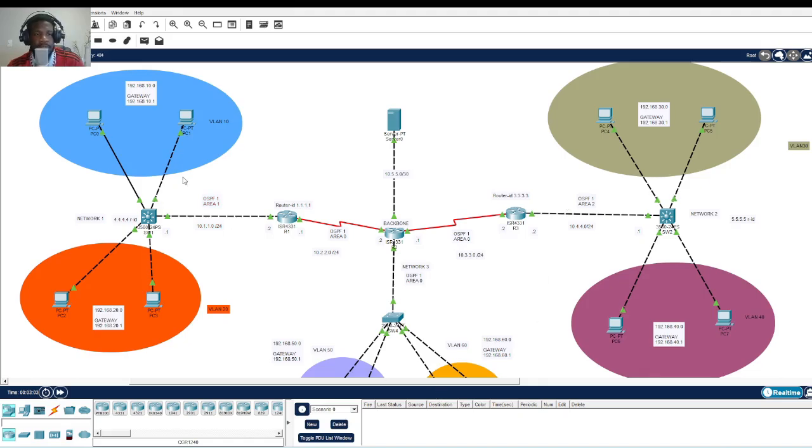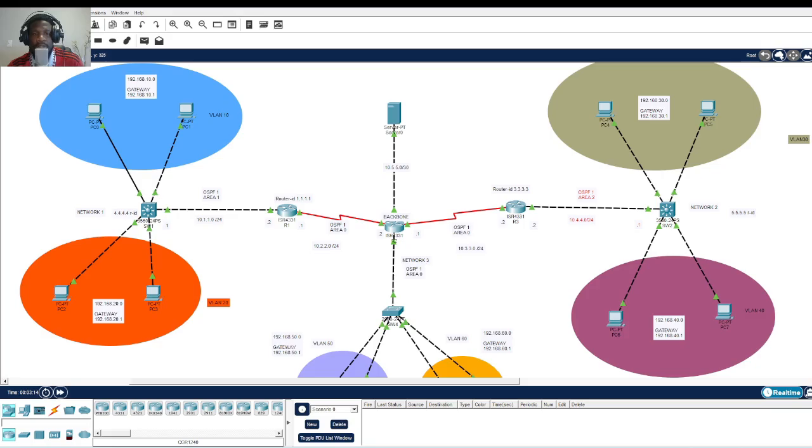Okay. So pretty much I have area 1 here on the left. Okay. And I have area 2 on the right. Now very important to understand is in a multi-area environment, the backbone, which is always going to be area 0 by default, does not directly connect to an area. Okay. So like backbone area 0 would not directly connect to area 2. It has to go through an ABR, which is one of these guys right here.